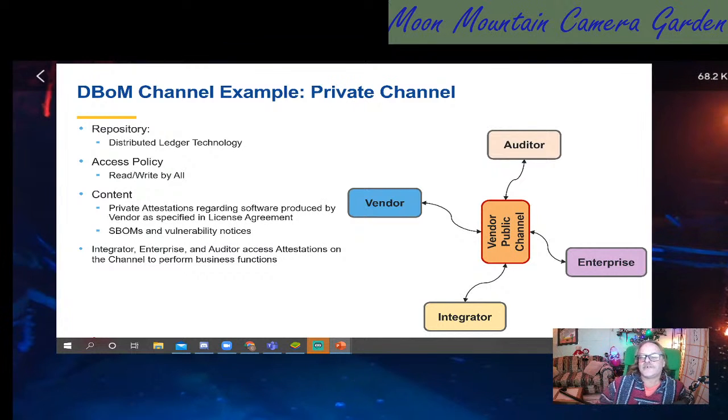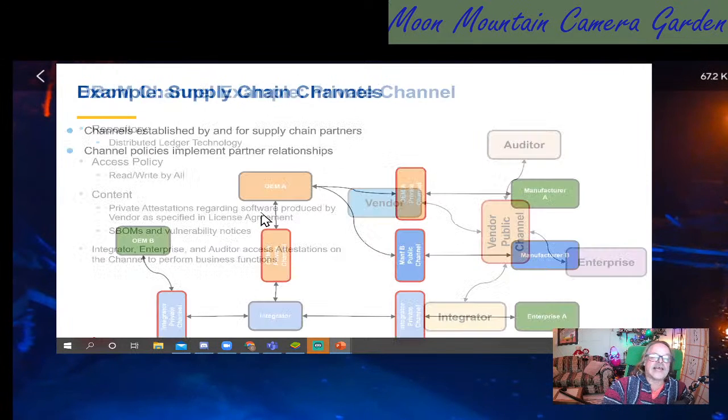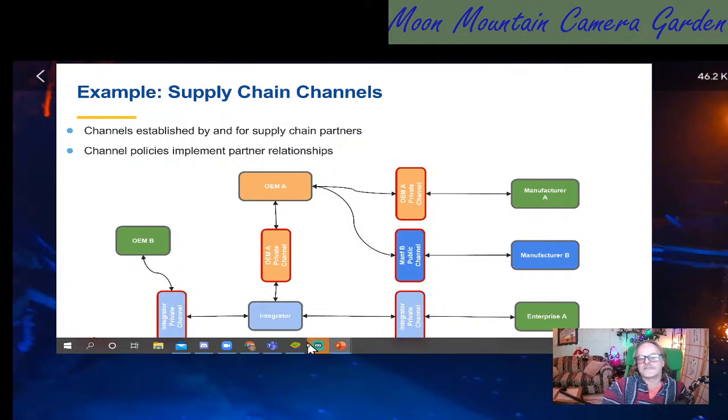An example of a private channel, in this case a private channel with read-write by all using distributed ledger technology, having content of the private attestations regarding the software created by the vendor and used by the integrator in the enterprise and audited by the auditor in this case. And they each perform the normal business functions as they would previously, except now those functions are tied to and related to an attestation channel that each can use to verify that the work has been done and to act on the work in future.